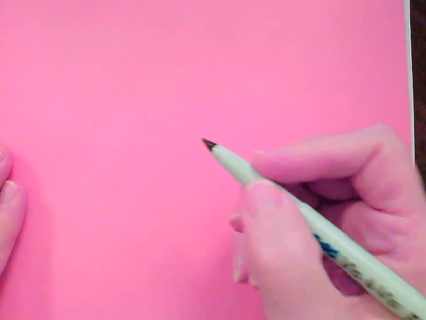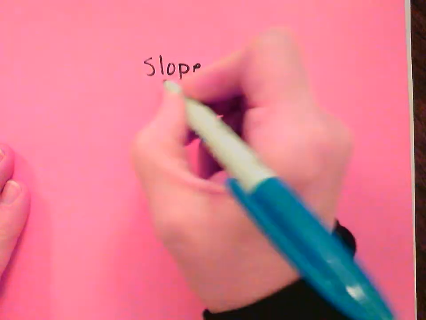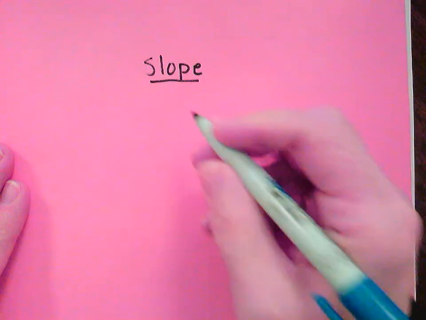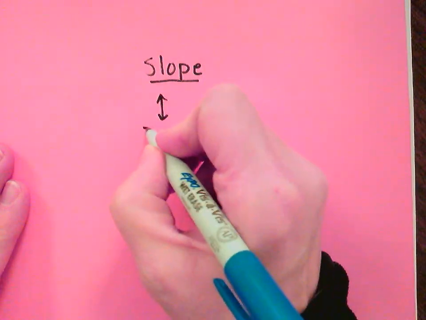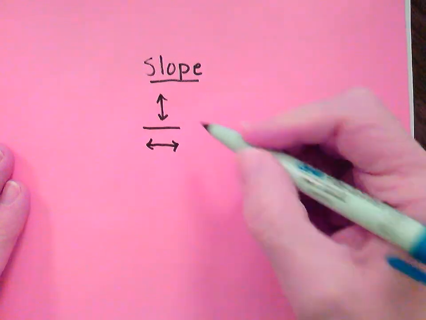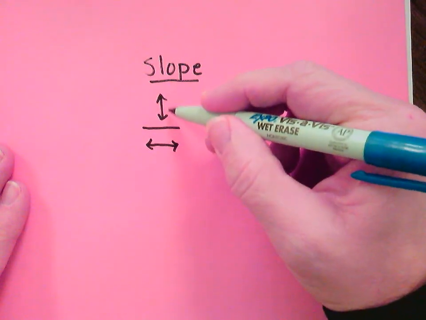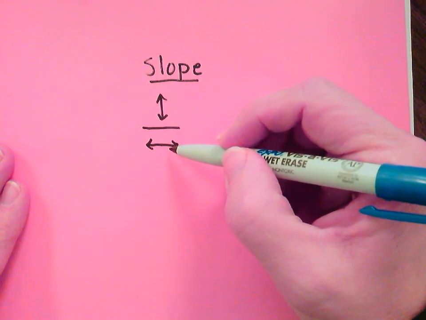Today we're going to continue to talk about slope. Remember, slope is your vertical change compared to your horizontal change, or your change in your y value compared to your change in your x value. It's written as a ratio.